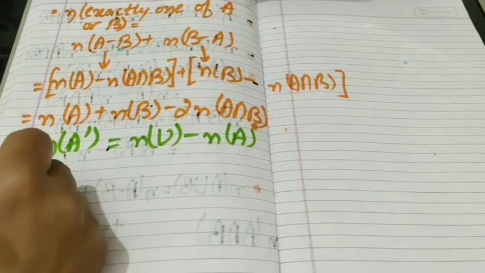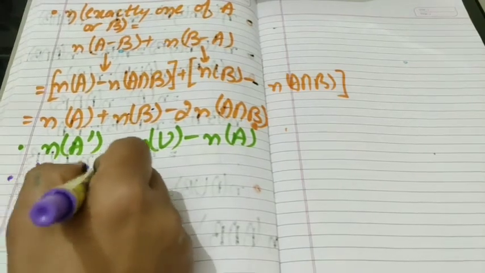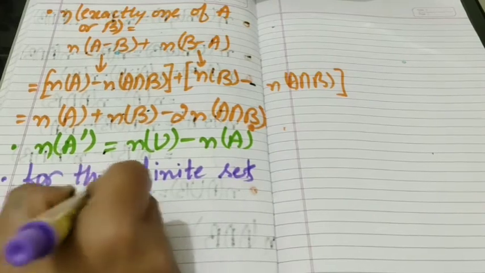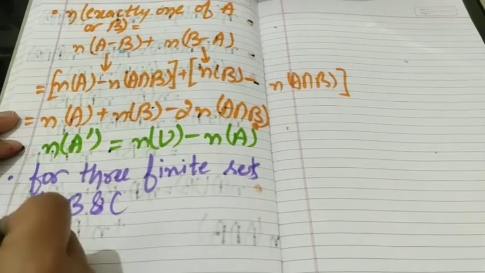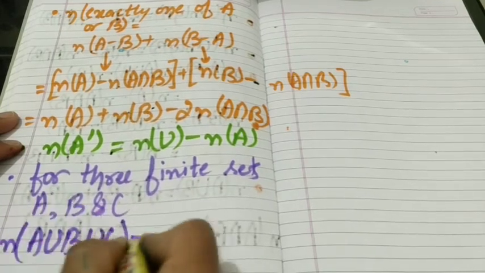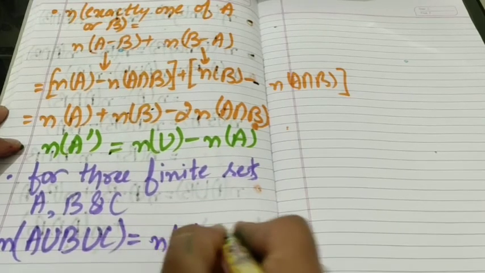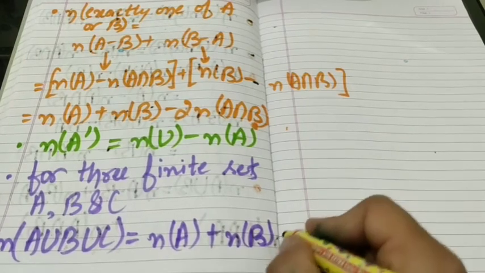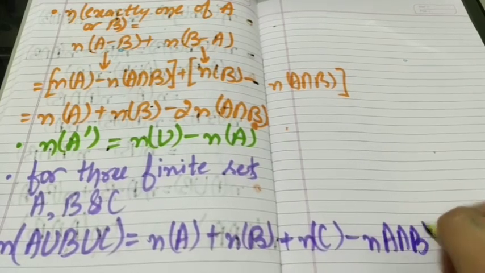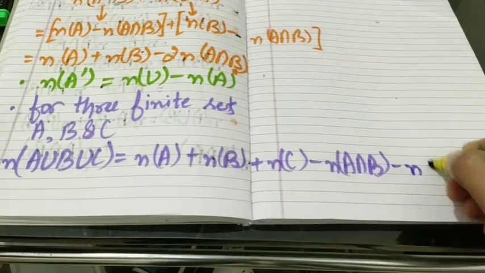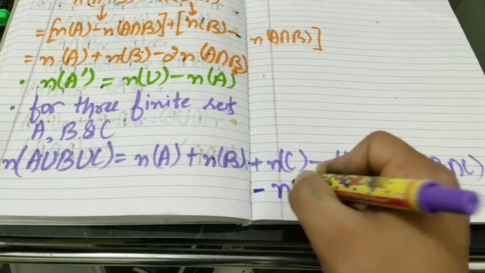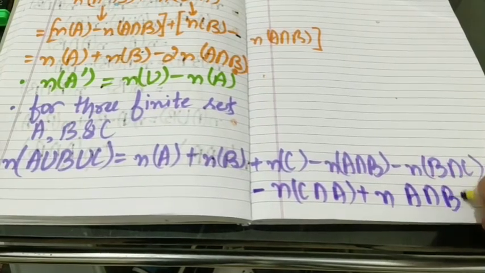And further, for 3 finite sets A, B and C, we have the relationship that number of elements in A union B union C is equal to number of elements in A plus number of elements in B plus number of elements in C minus number of elements in A intersection B minus number of elements in B intersection C minus number of elements in C intersection A plus number of elements in A intersection B intersection C.